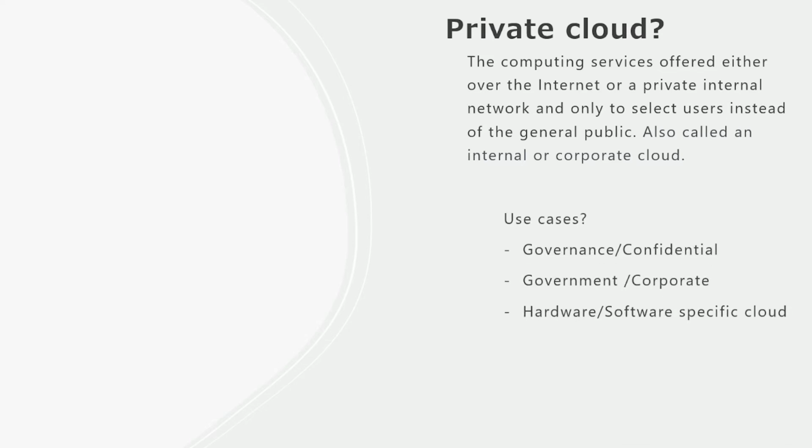So what are the typical use cases? The important thing is control. That's governance. Who can access what? And the other thing is confidentiality. For example, some of the data is confidential, which is never wanted to be shared or never wanted to touch the public cloud. So that is one of the major use cases to go with private cloud. And who uses it? Government, corporate, and sometimes it may be hardware and software specific, because it's a custom made hardware and software specific cloud that is meant for a corporate requirement or maybe a government requirement.